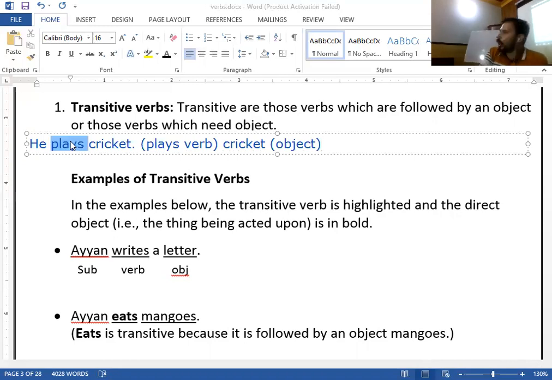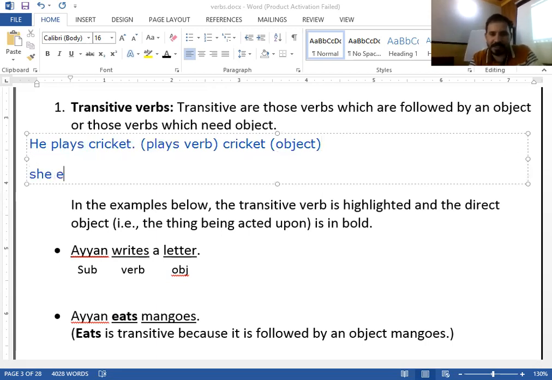The ordinary verb functions as a main verb. First of all, it's an ordinary verb. Then, which type of verb is it? A transitive verb. Why is it a transitive verb? Because it is followed by an object. When a verb is followed by an object, that is called what? A transitive verb.